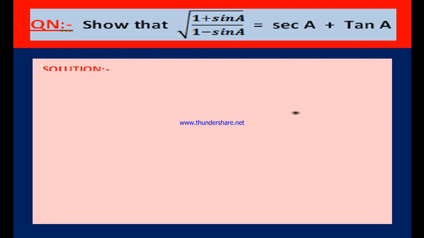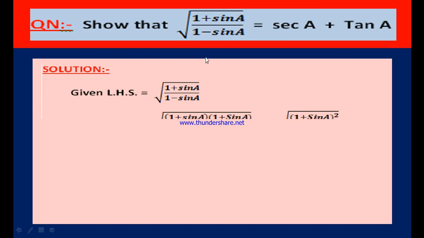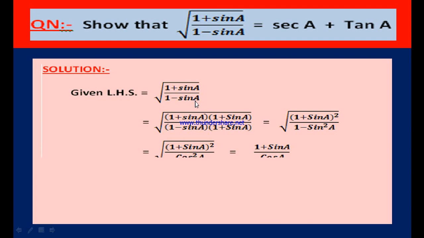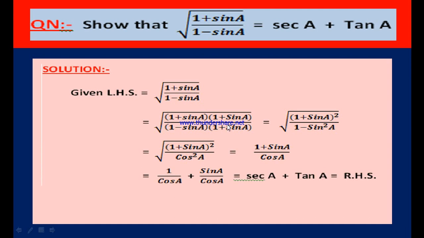This is the solution. In order to solve this, let us consider the LHS. Now, what is LHS? Take this as the LHS, root over (1 plus sin A) by (1 minus sin A). Now, you can find 1 minus sin A in the denominator. Therefore, let us multiply both numerator and denominator with 1 plus sin A. If you multiply any fraction with a constant number, then the value of the fraction does not change.